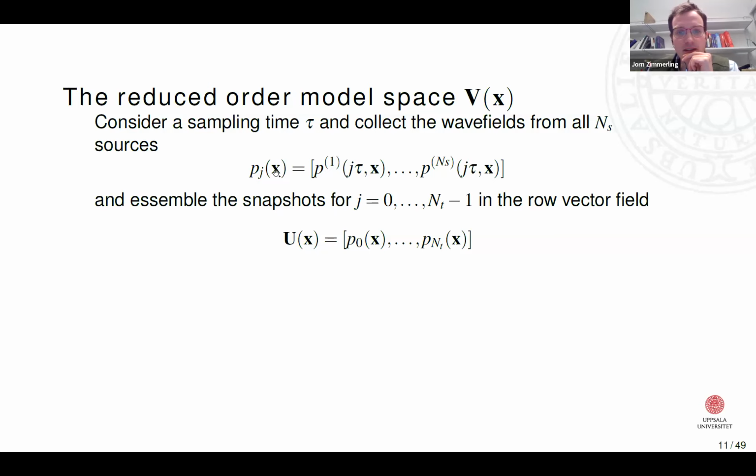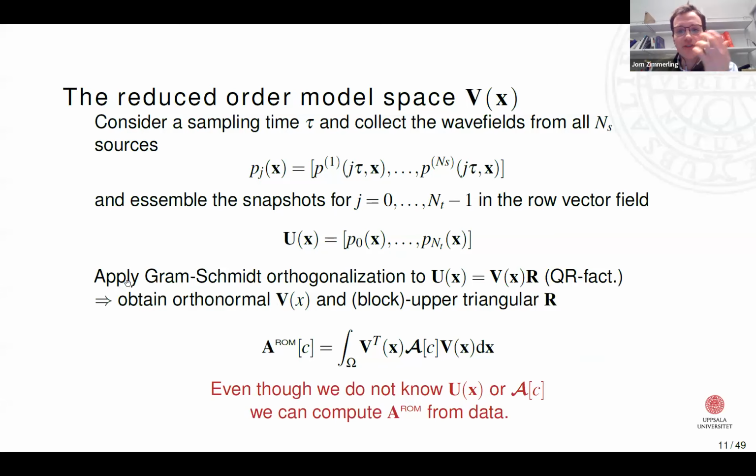And then we can assemble all these time steps into a snapshot matrix, and this snapshot matrix boldface U, which is a function of x, is a row vector field that contains the information from all sources at all integer snapshots of time. There's a typo here, this should be n sub t minus 1. And then we will take this space and we will orthogonalize it such that the finite element projection becomes easier. So let's apply a Gram-Schmidt orthogonalization to these snapshots.